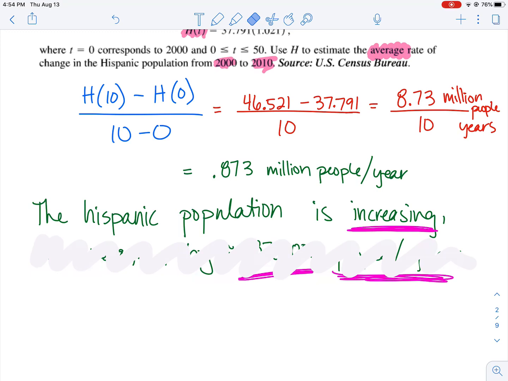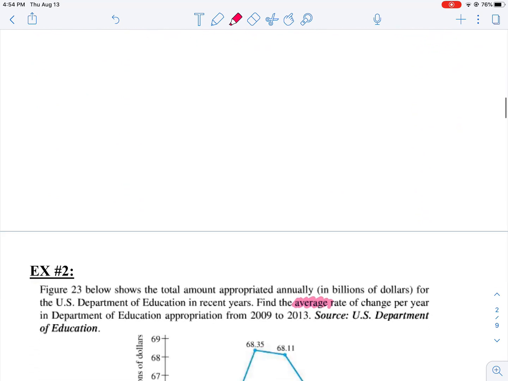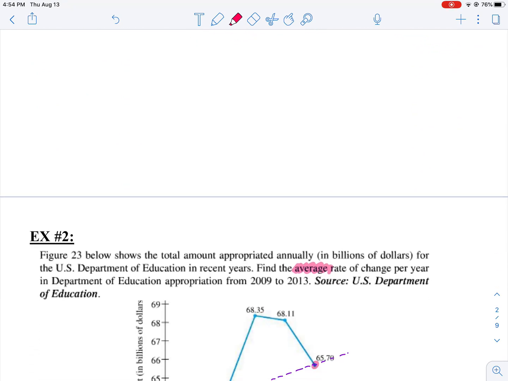The Hispanic population is increasing, on average, by approximately 873,000. That's the 0.873 million people per year. Or you can say 873,000 people per year. It means the same thing. I'm looking again for 3 things. What is happening? So it's increasing. By how much? And then what does it mean? So units. Increasing by 873,000 people per year. Average.